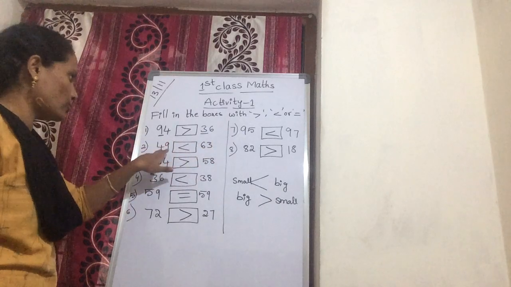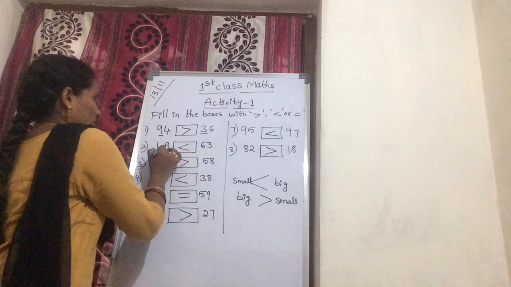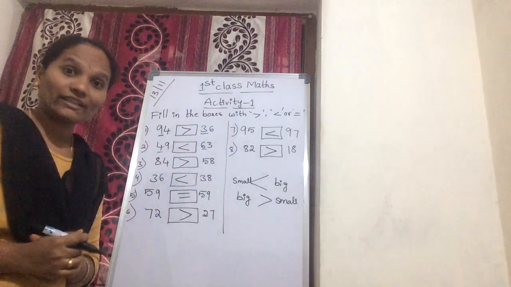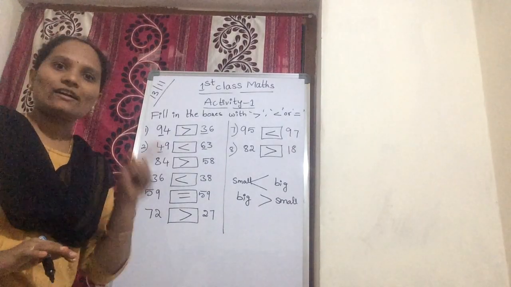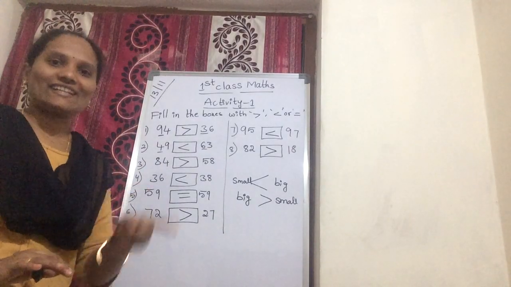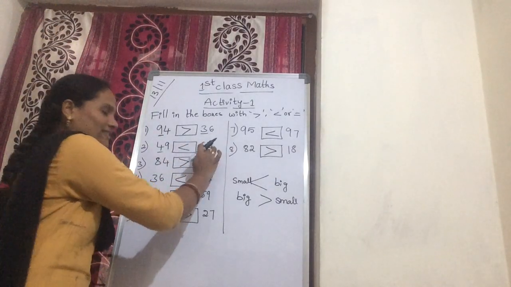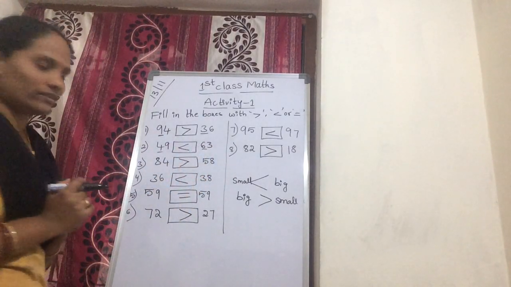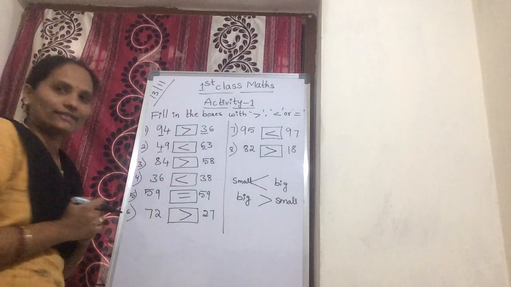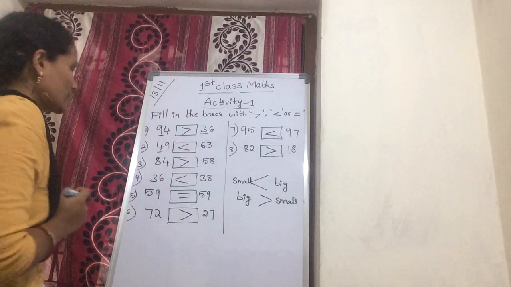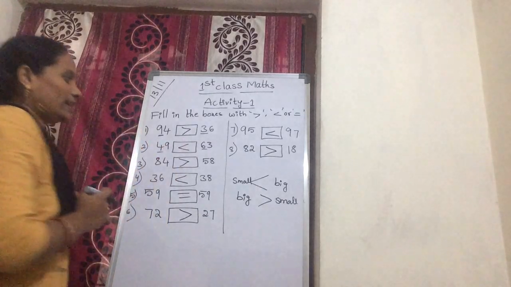6, 4. Which one is the big one? 6 is big or 4 is big? 6 is the big number. So that's why this 63 is the big number. Here we put less than, because 63 is the big number.